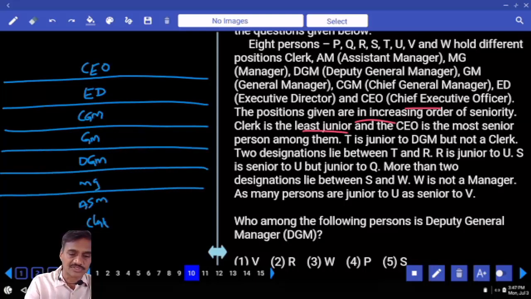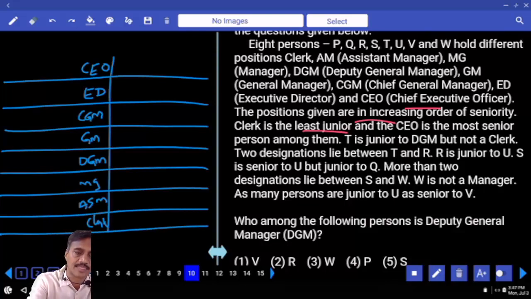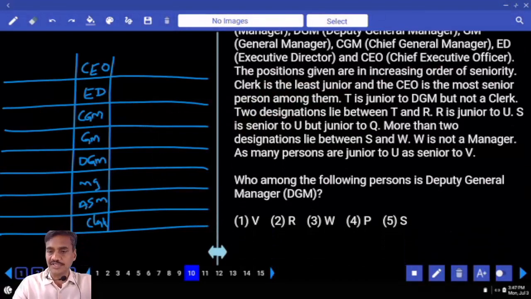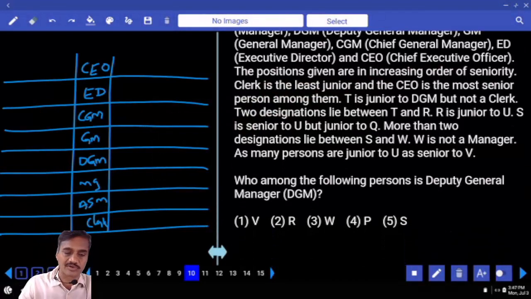Then coming to condition number 1. What is there in this question? Condition number 1: T is junior to DGM but not a clerk. T can be a manager or T can be an assistant manager. There are 2 different possibilities. And 2 designations lie between T and R. R is here. Now in this case R is GM. R is junior to you.